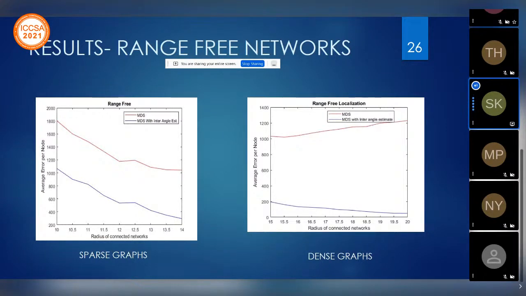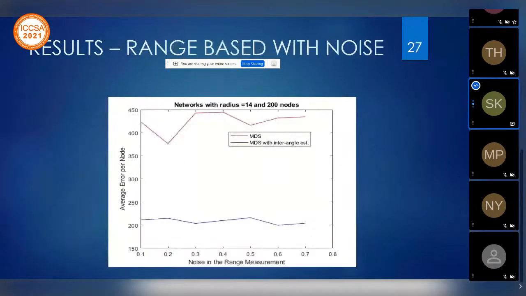In a range-free deployment, we use the actual distance as the radius itself, and we can still see that the performance of the MDS with the interangle estimation is better in general. Finally, we tried to include noise in the range measurement. The noise was up to 5% Gaussian noise, and we can still see that with noise in the range measurement, the performance is still much better than the traditional MDS.